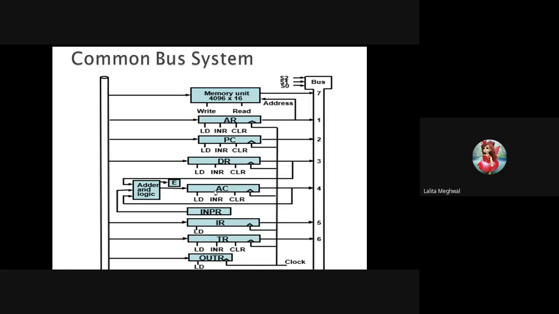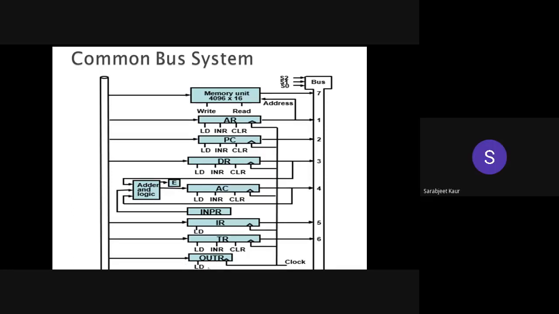Ma'am, what is this adder and logic? But I've already told you, this is the adder and logic circuit of the ALU of the CPU. Okay, ma'am.